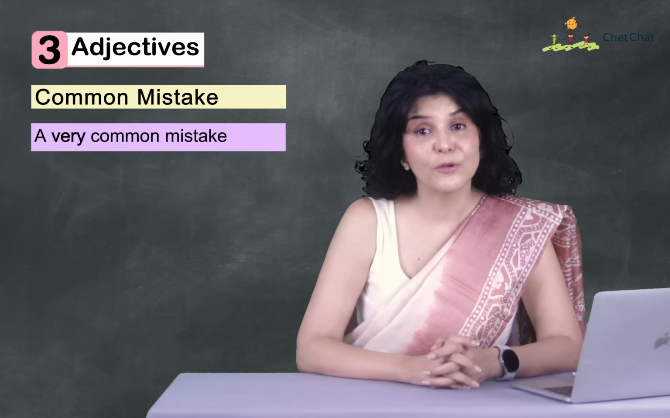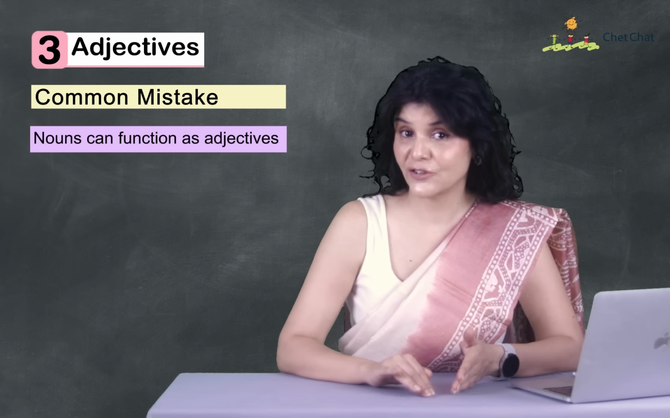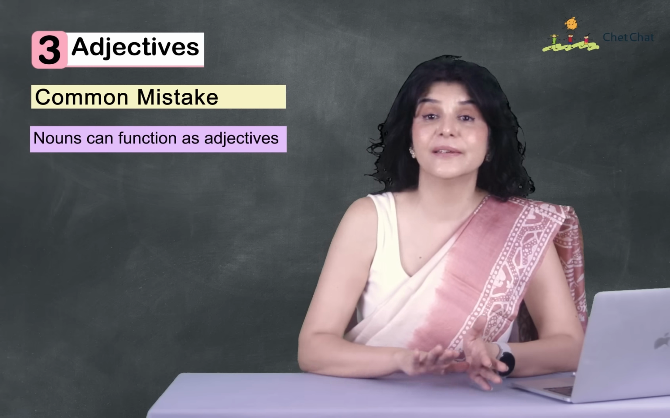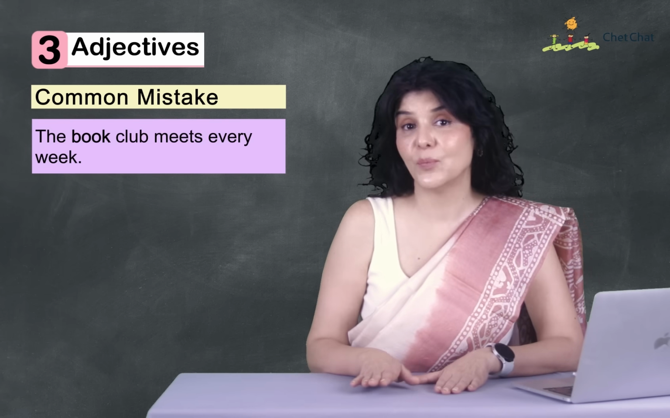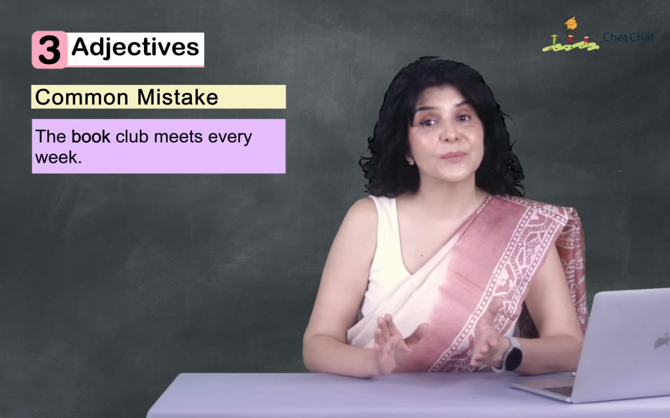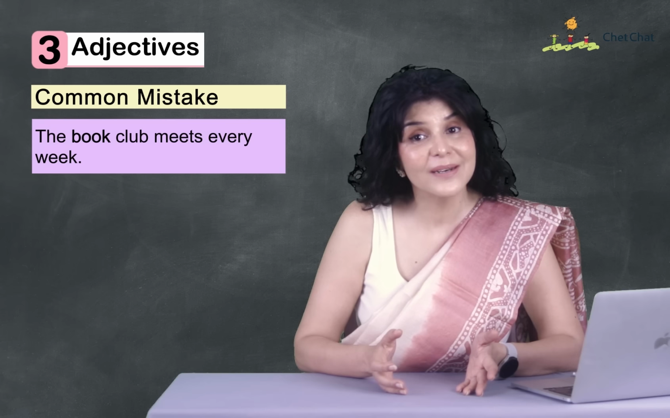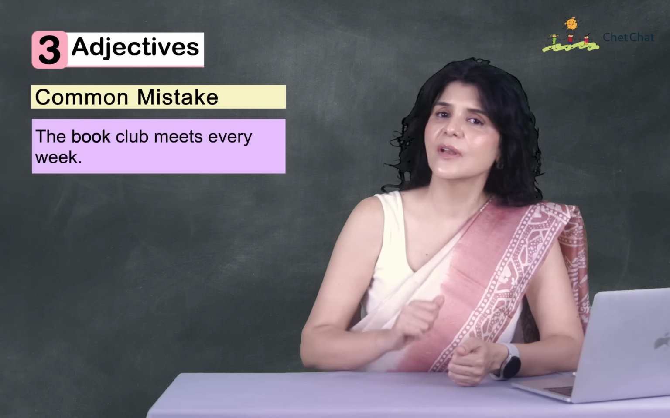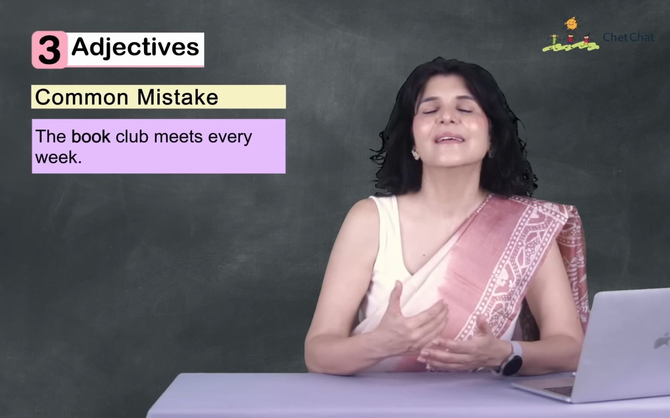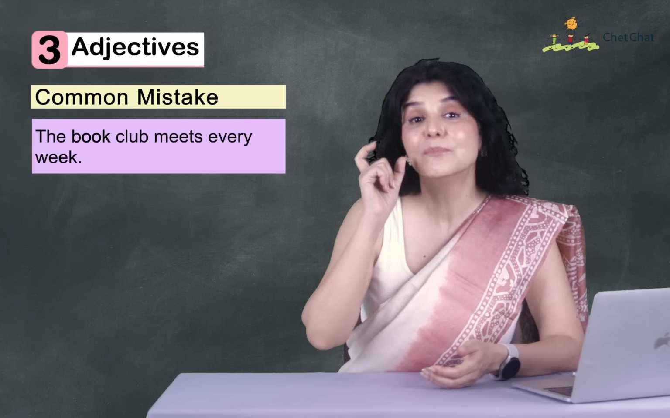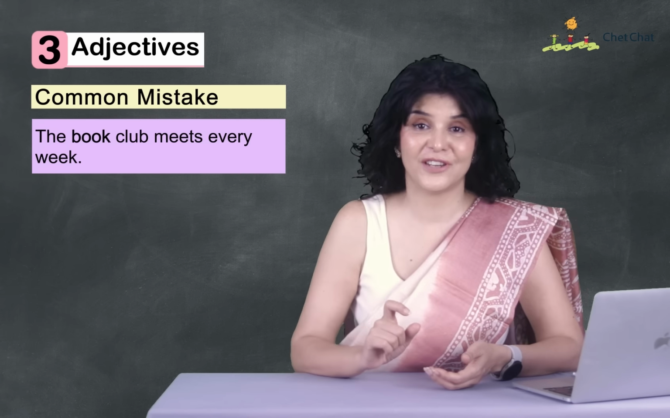Be careful because sometimes nouns can function as adjectives to describe other nouns. Example, the book club meets every week. Now you may think that the words book and club are both nouns since they are naming words. But if you ask the question, what kind of club meets every week? The answer will be the book club. So the word book describes the club and book is the adjective.